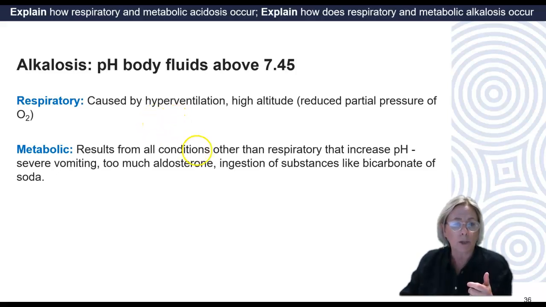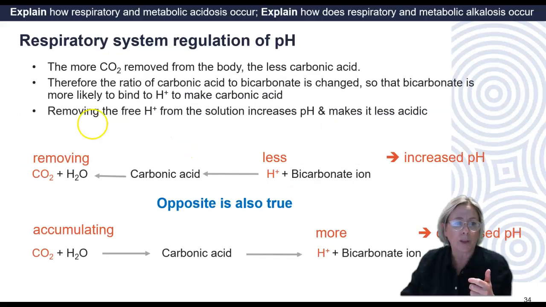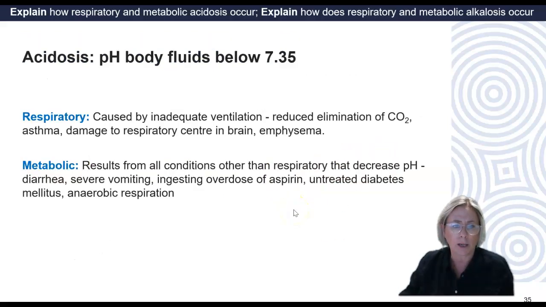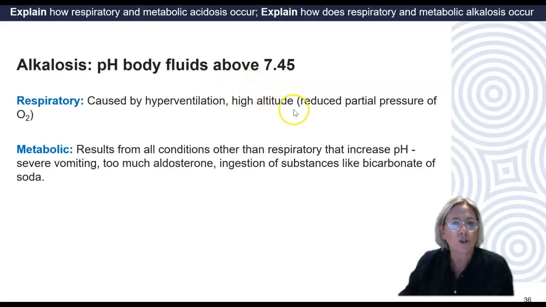you're blowing off carbon dioxide too quickly. And that's exactly what we were talking about here. Removing the carbon dioxide will cause more carbonic acid to replace it, and therefore you're going to get more likelihood of bicarbonate binding to hydrogen to replace that carbonic acid. So eventually you have less free hydrogen, and that's going to increase the pH. High altitude, where there's a reduced partial pressure of oxygen, can also cause respiratory alkalosis.